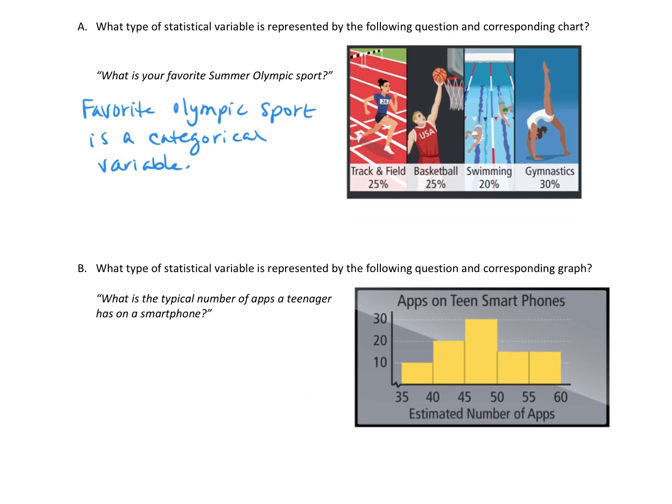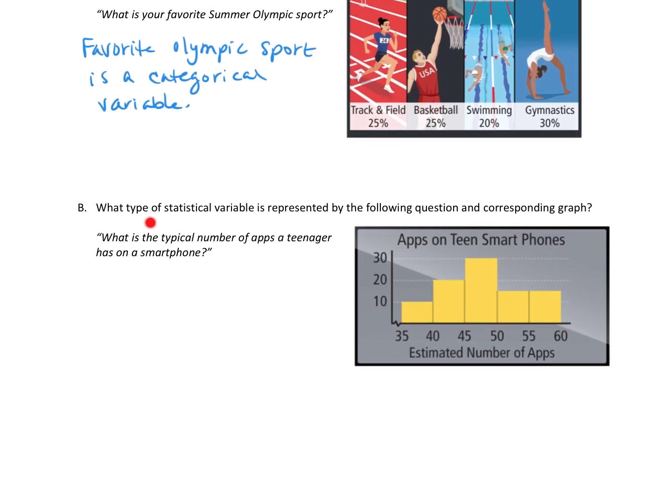All right, let's look at another one. Part B, what type of statistical variable is represented by the following question and corresponding graph? The question is, what is the typical number of apps a teenager has on a smartphone? We can see the data collected over here. Was the data collected categorical or was it numerical, where we can compare, add, subtract, operate on it? We're literally talking about number of apps. That's going to be a numerical data collection, so this is going to be a quantitative variable.